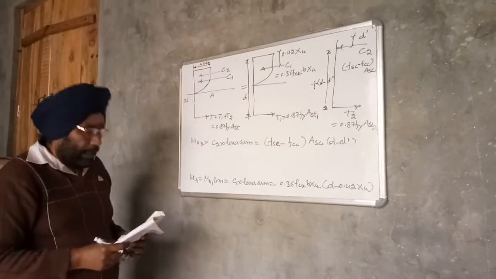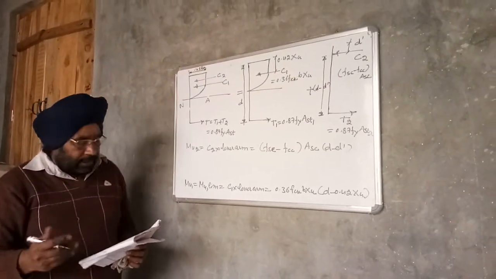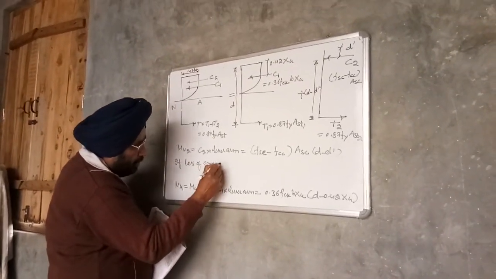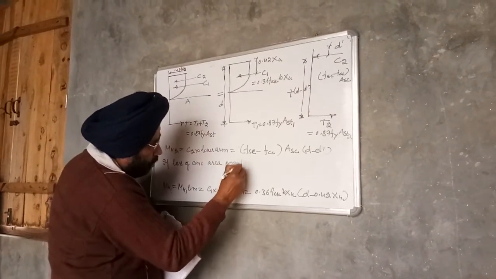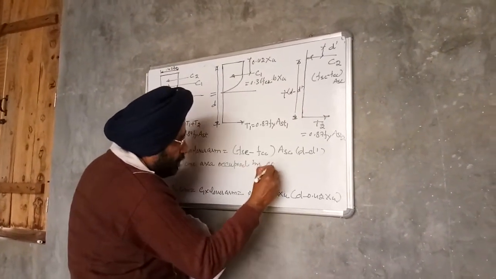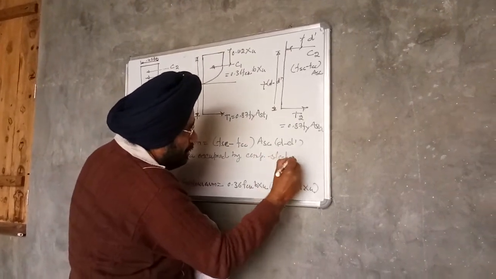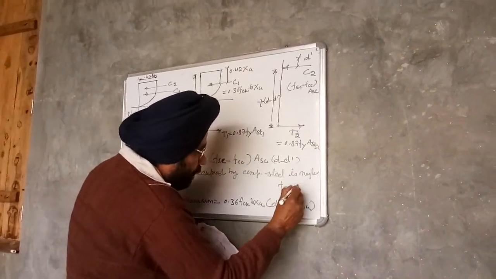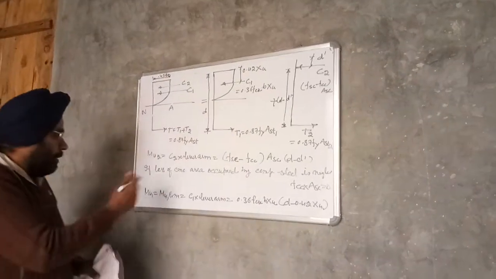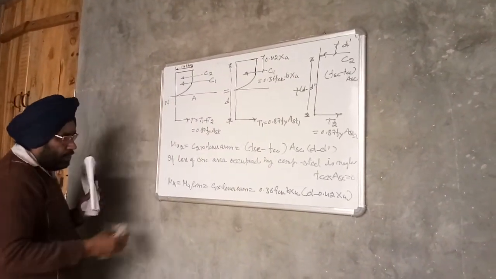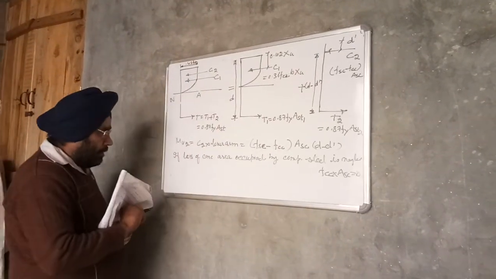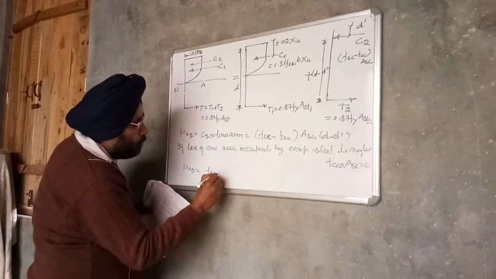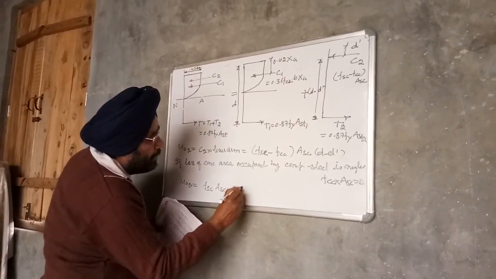If the loss of concrete area occupied by the compression steel is neglected, then the factor fcc into Asc is equal to 0. Then Mu2 is equal to fsc into Asc into (d minus d dash).